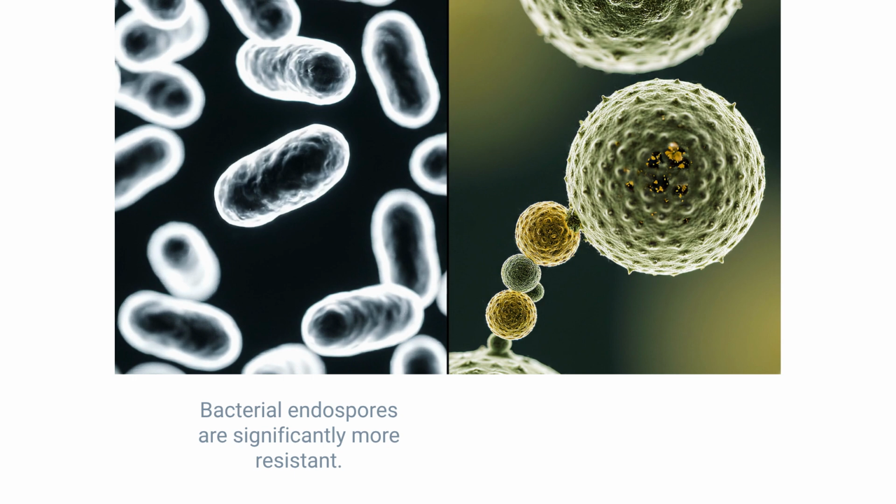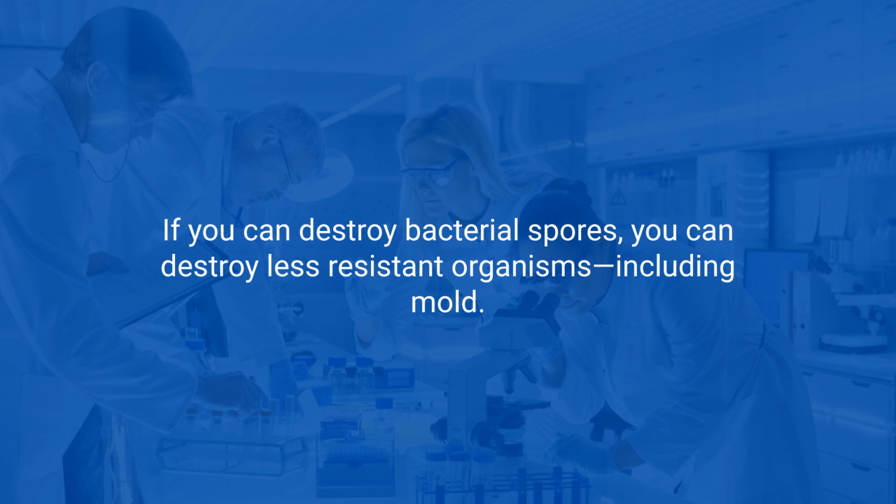Bacterial endospores are significantly more resistant. They're built like microscopic fortresses, with multiple protective layers shielding their DNA from harsh conditions. Fungal spores, while troublesome, are actually easier to eliminate. That's why regulatory agencies like the EPA and FDA require bacterial spores for validation testing. The logic is simple. If you can destroy bacterial spores, you can destroy less resistant organisms, including mold. This principle is rooted in the Spalding classification system, which has guided sterilization practices for decades.